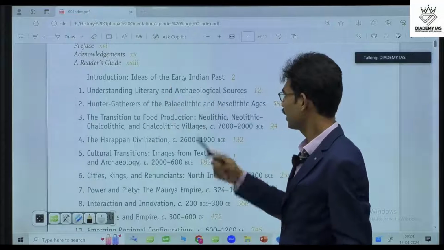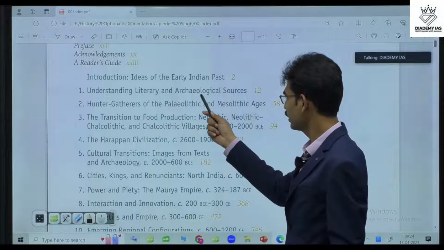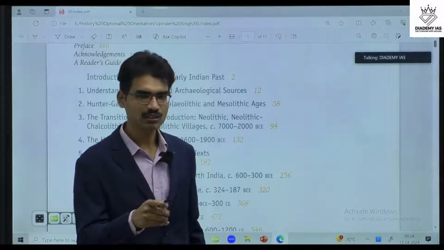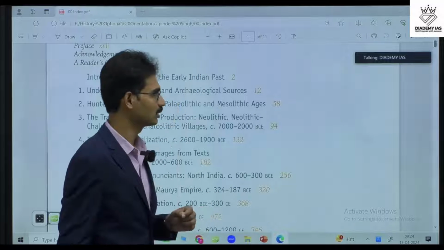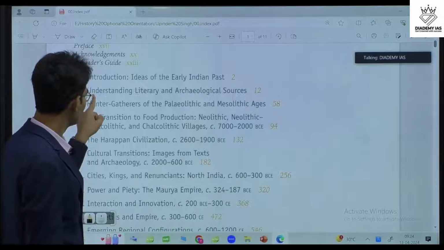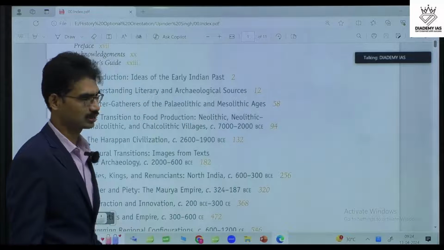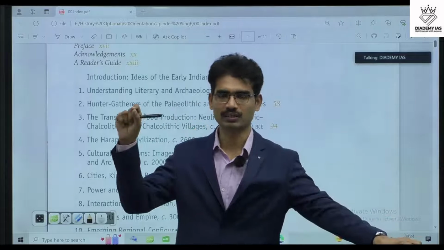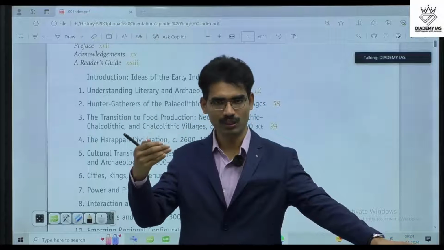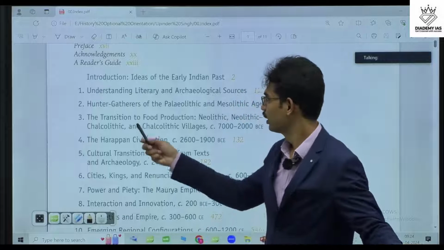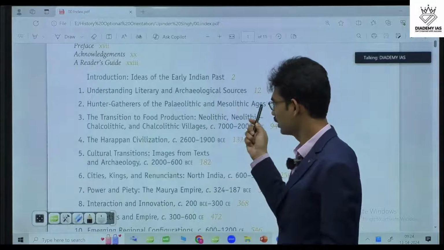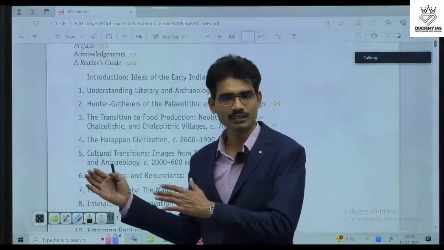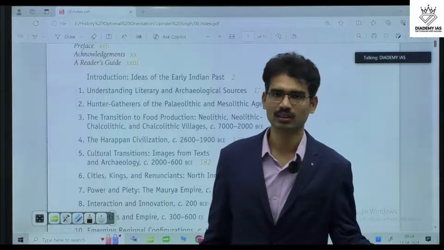Introduction, ideas of the early Indian past, understanding literary and archaeological sources. You identify this one. In the UPSC syllabus also, the first unit is about sources. Here also, understanding literary and archaeological sources. If you read this particular chapter, the first unit of the syllabus will get completed. Next, hunter-gatherer, Paleolithic and Mesolithic ages, transition to food production, Neolithic, Chalcolithic. And this is the next unit in our syllabus.